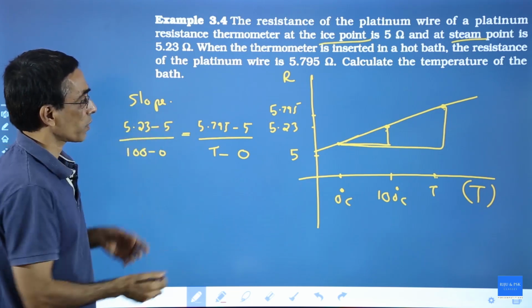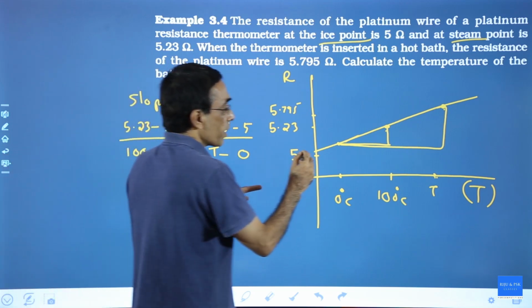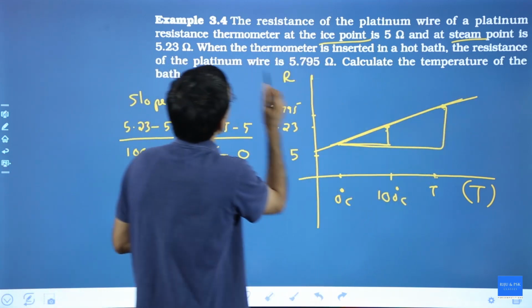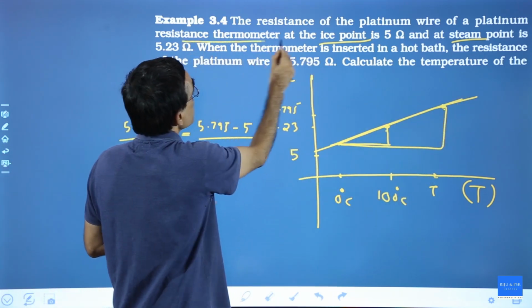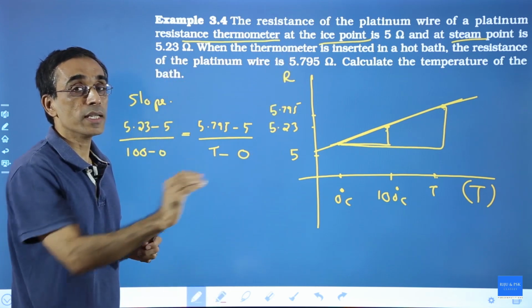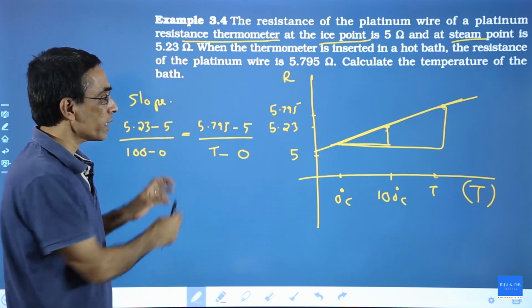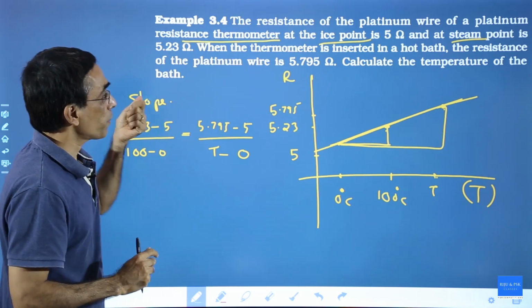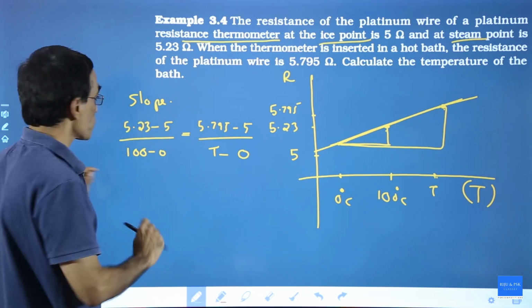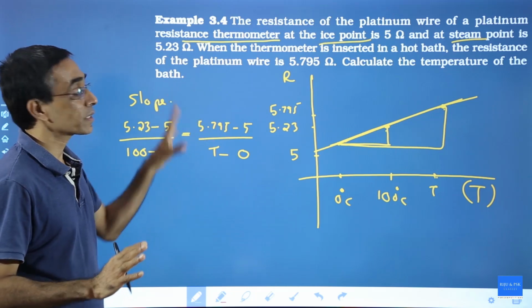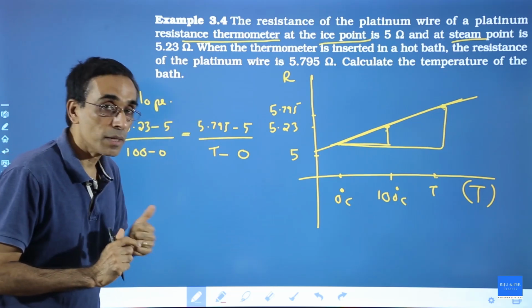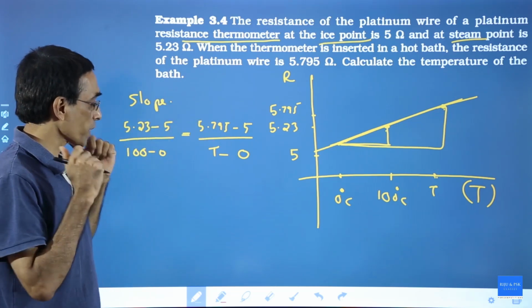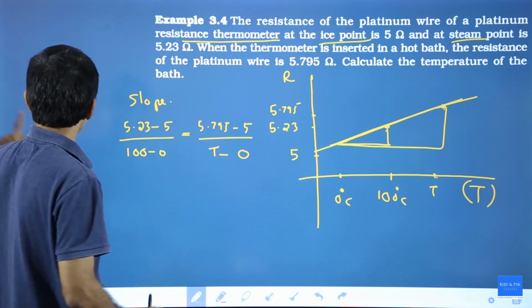Same equation, slope calculation. Because only when the graph is a straight line, you can use it as a resistance thermometer. There should be a linear variation. Only then it can be done in a simple mathematical equation. So please work out this question as well to strengthen your idea about this one, because this kind of question can be expected in examination. Okay. Right.